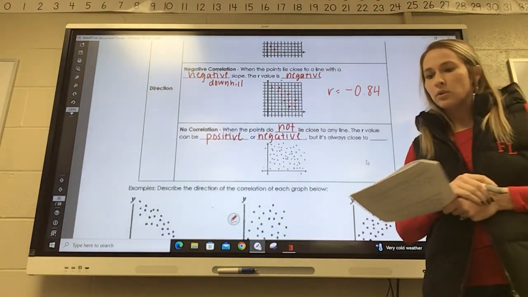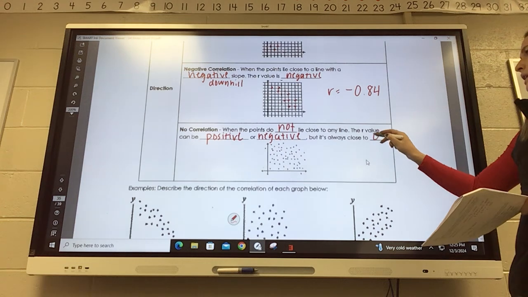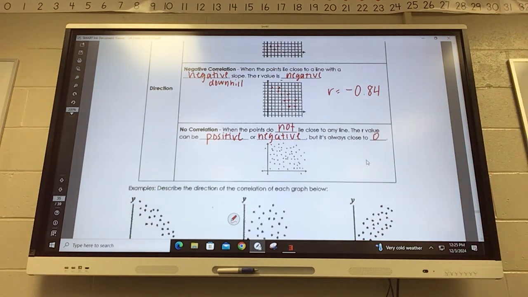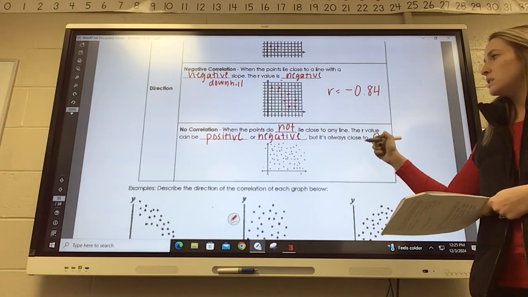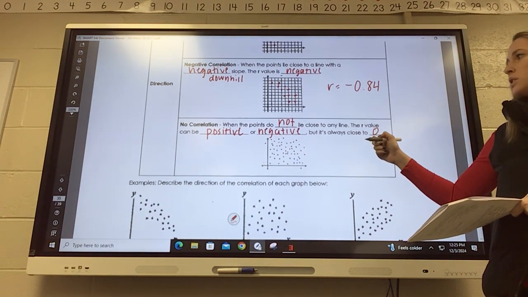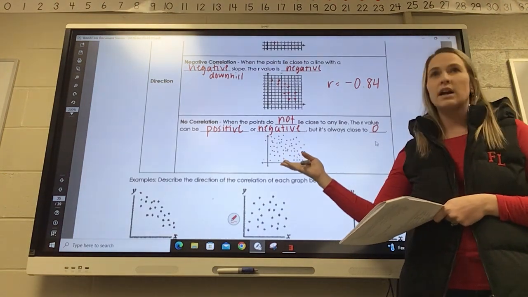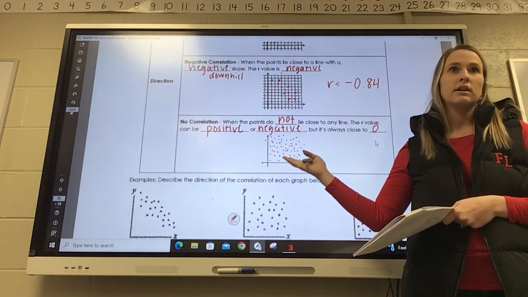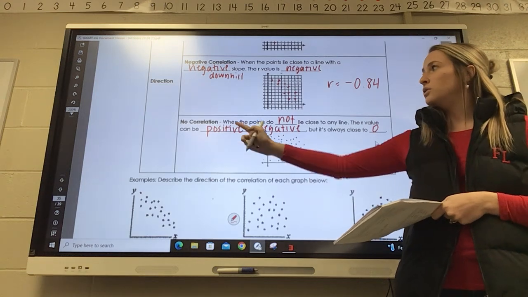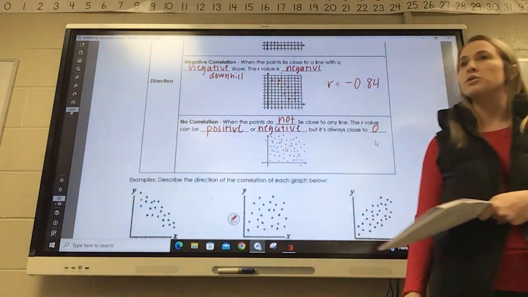But your decimal itself is going to be pretty close to 0. Because remember that R can be anywhere between -1 and +1. So if it's close to 0, it's going to be hard to tell which direction it's going. If I look at this picture, can I tell if it's going up or down? No. So if it's hard to tell, no correlation no matter what the actual number is.